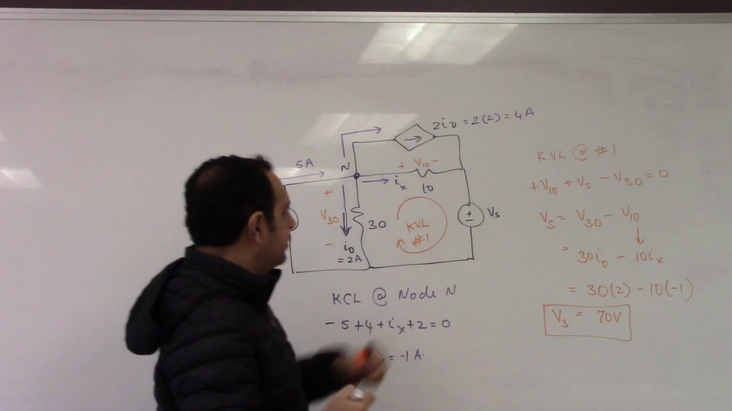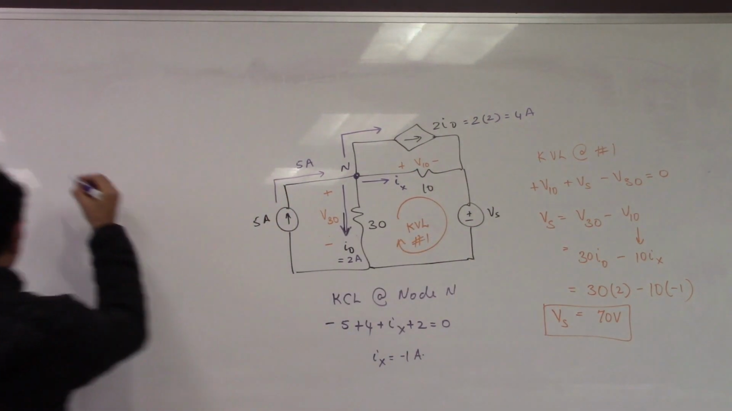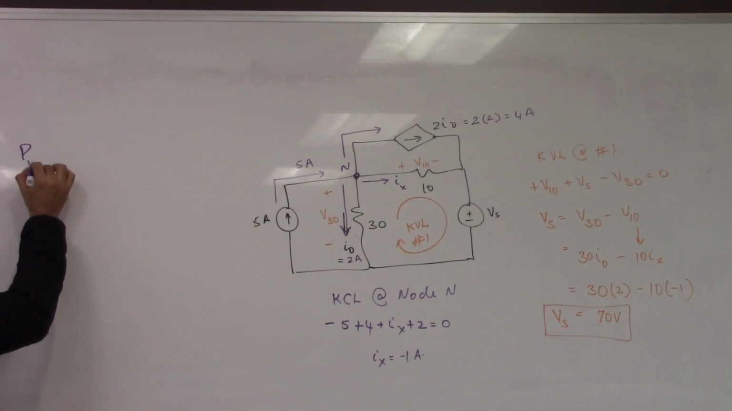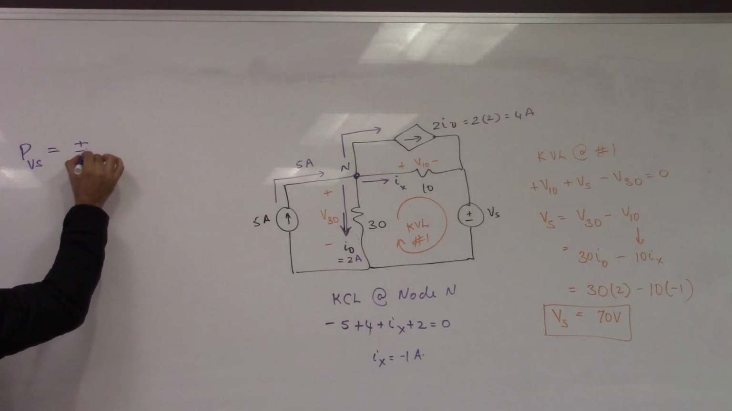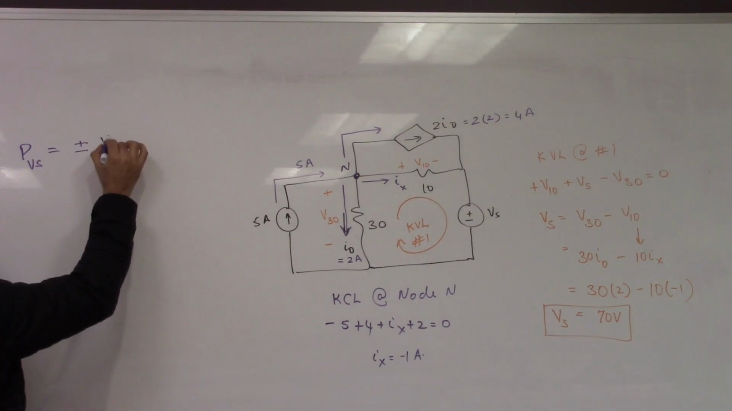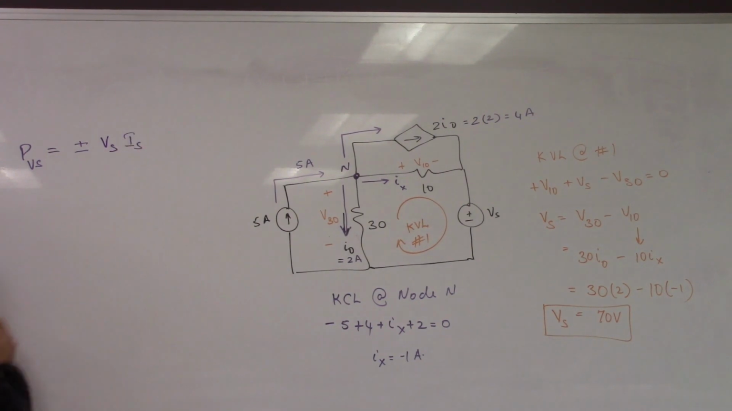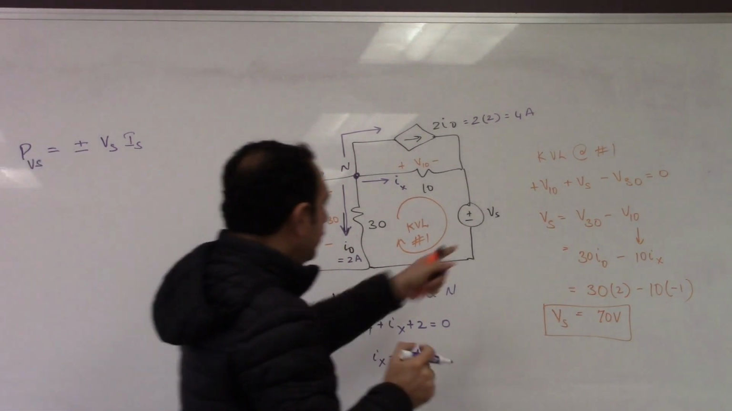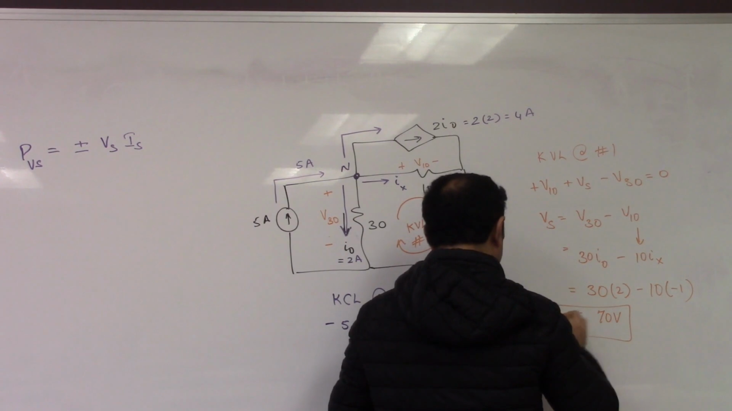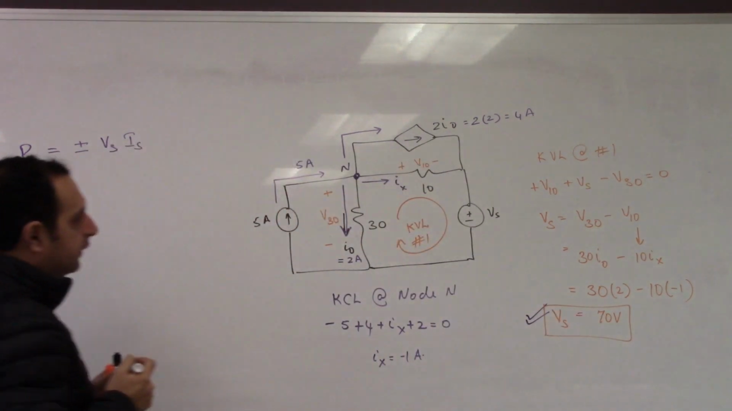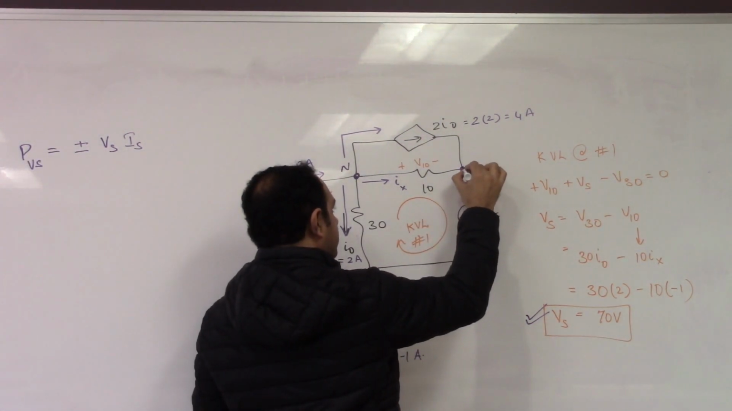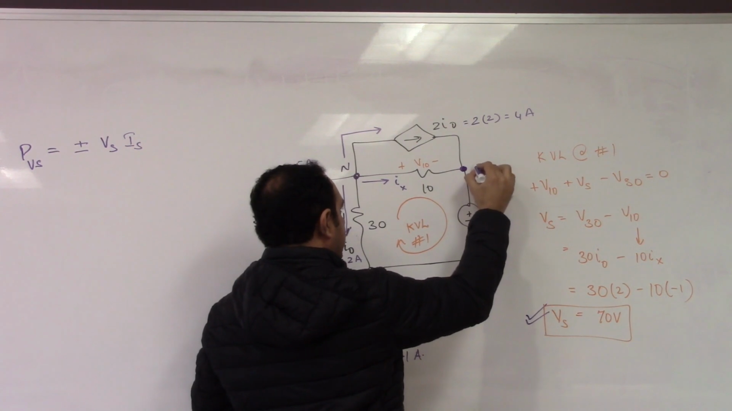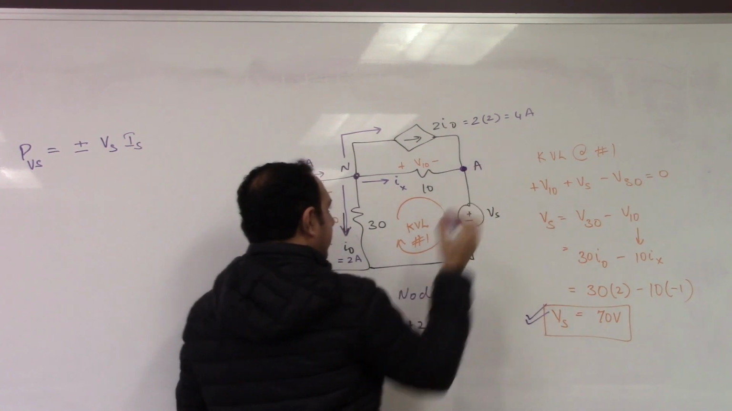So let's start with Vs. Now, if you want to find the power of the voltage source, power of Vs, that will be equal to plus or minus the voltage of the source times the current of the source, right? In this case, we know the value of Vs. Vs is available to us, we just found out Vs. What we don't know is the current. So what we'll do is, let's go here, and at this node, let's call this node A.